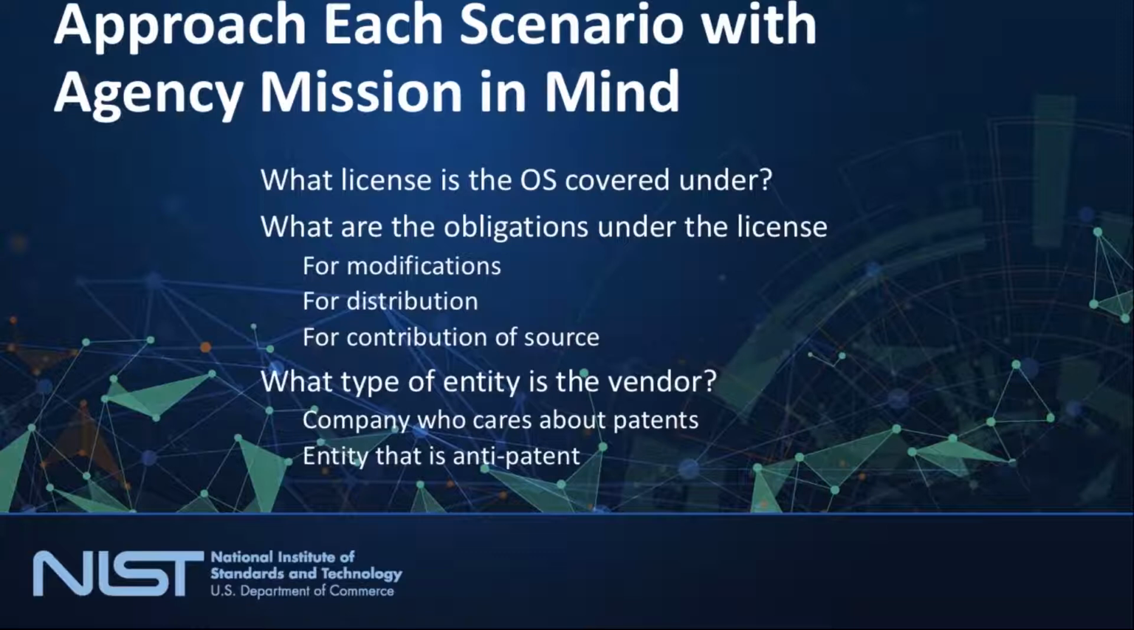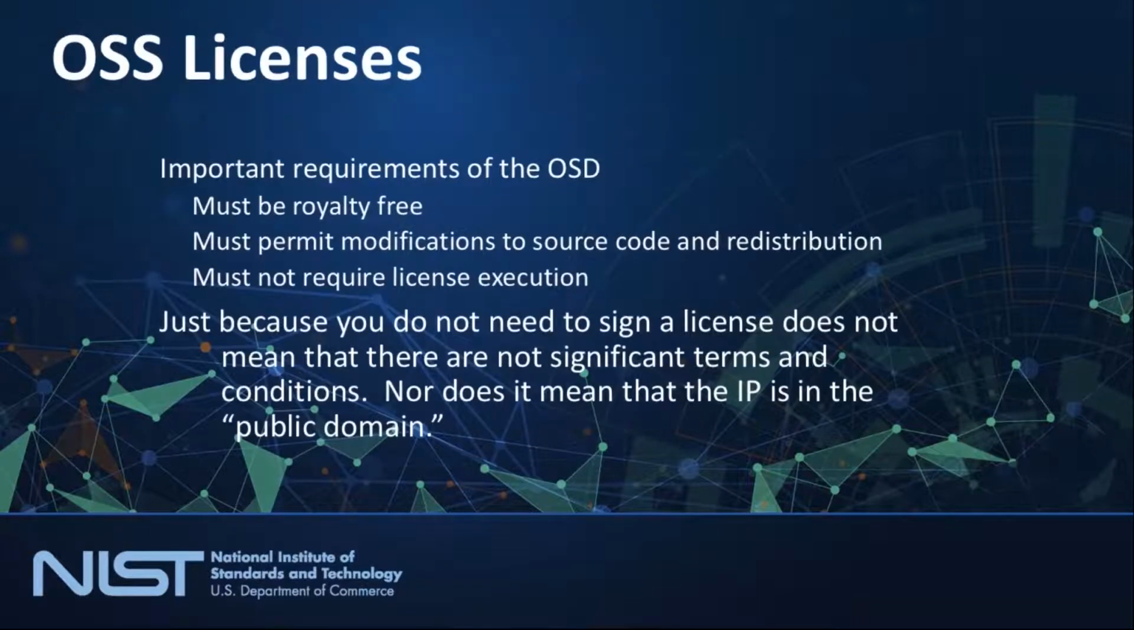So, open source, the open source definition. These are some of the key requirements for an open source license as defined by OSI, the open source definition. It must be royalty free, so you can't impose a royalty obligation under an open source license. It must permit modifications to the source code and redistribution of it, and it must not require a license execution. That's that binary, one-off, everybody-signs-things approach that I was talking about. And so it's important to keep in mind that just because you don't need to sign a license doesn't mean that you don't have terms and conditions to comply with. You do. And it also doesn't mean that what you're dealing with is in the public domain.